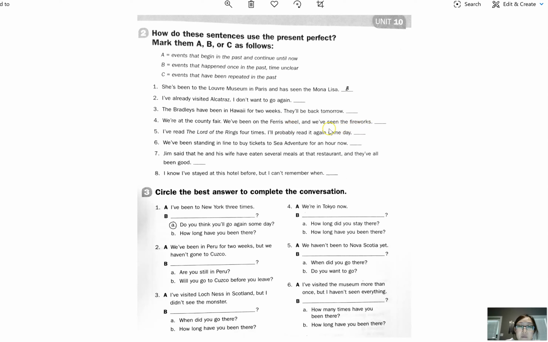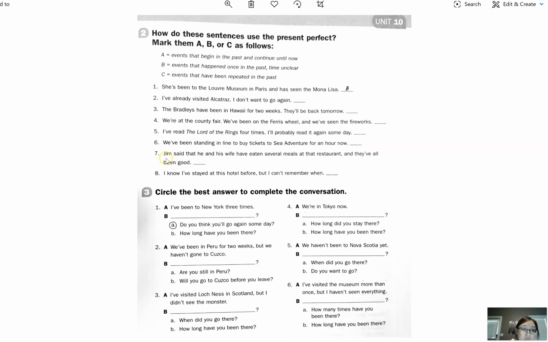And then number 5, I've read The Lord of the Rings 4 times. I'll probably read it again someday. So this is a big hint, 4 times. So for this one, the answer is C, events that have been repeated in the past. And then number 6, we've been standing in line to buy tickets to Sea Adventure for an hour now. For this one, they started standing in line in the past, and they are still standing there. So this one is A.